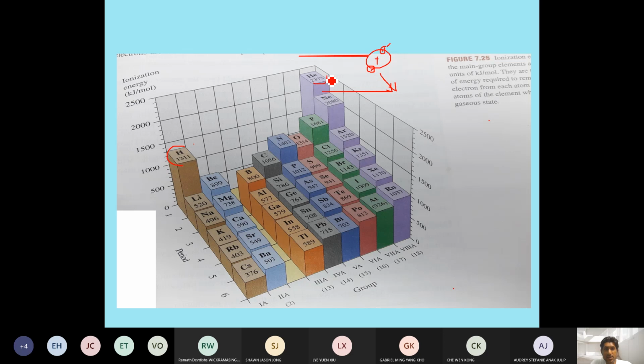exert 2372 kilojoule per 1 mole, and it's a huge number. It's a very strong force. I mean, energy is a very strong energy. So this much energy you need to exert to get one electron out. That means helium does not want to release one electron. And helium also does not want to take one electron. It is very stable. Of course, they are noble gas.